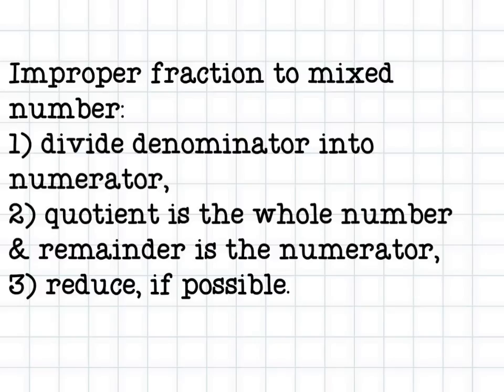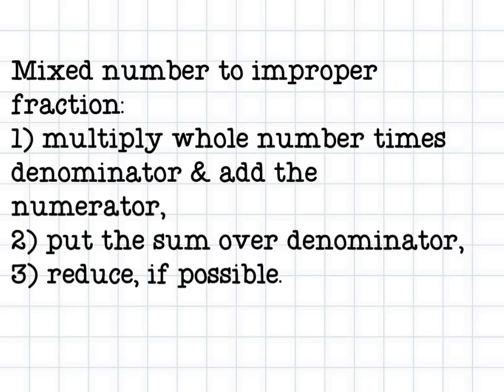Okay, so here are the rules to remember on how to change an improper fraction to a mixed number. First, divide the denominator into the numerator. The quotient is the whole number and the remainder is the numerator, and then you reduce it if possible. To change a mixed number to an improper fraction, first multiply the whole number times the denominator, then add the numerator. Put the sum over the denominator and then reduce if possible.